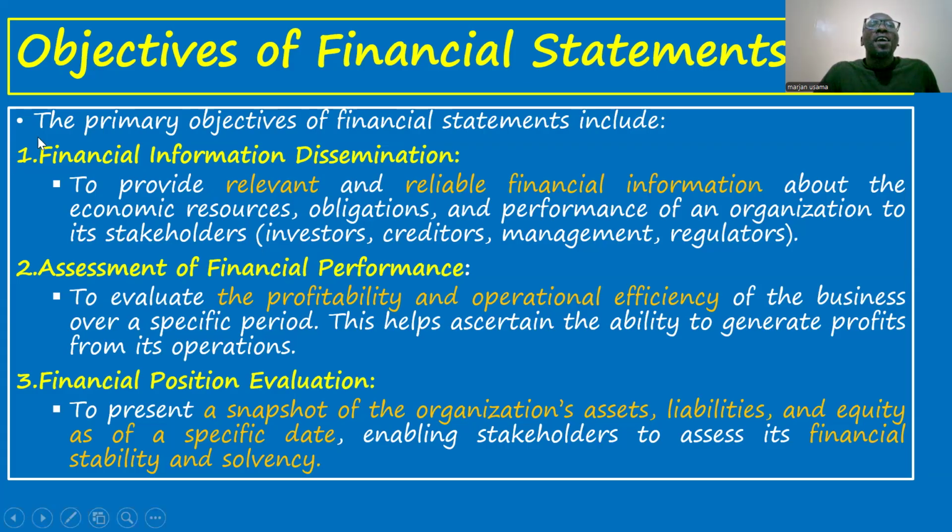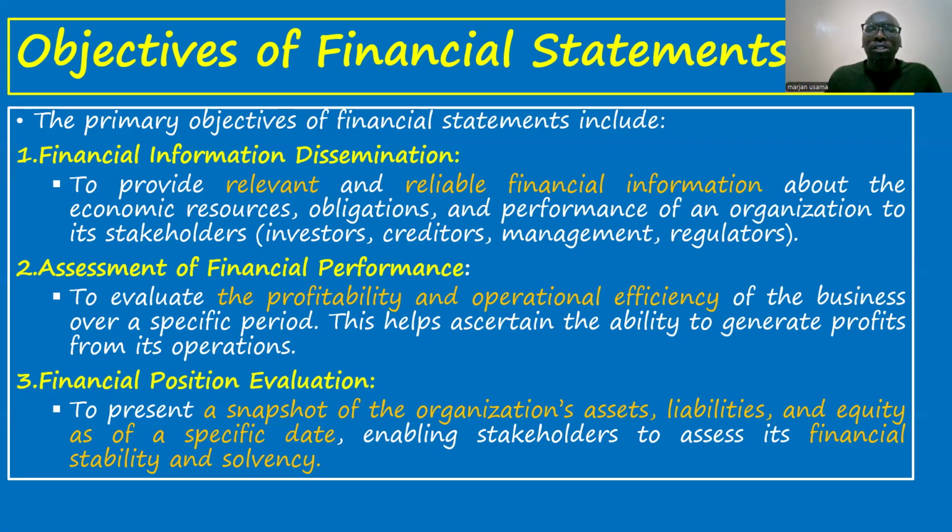Number one, financial information dissemination. When you are talking about dissemination, we are talking about distribution. When you are giving something, you are disseminating. So to provide, that is another meaning of dissemination, to provide relevant and what? Relevant and reliable financial information about the economic resources, obligations, and performance of an organization to its stakeholders. So number one is giving information.